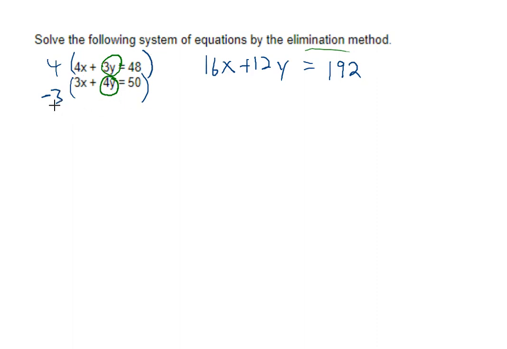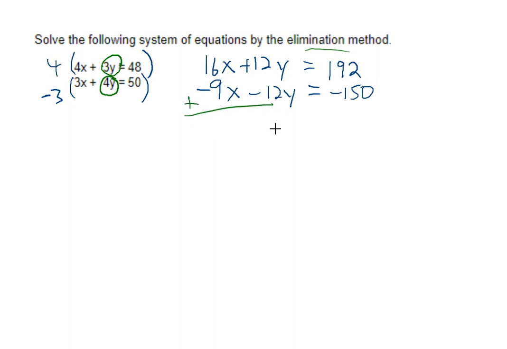Do the same thing on the bottom, right? We get -3 times 3x, which is -9x. Negative 3 times 4y is negative 12y, so we can make sure the y's are going to cancel out, equals negative 3 times 50 would be negative 150. So thankfully that one worked out a little bit easier.